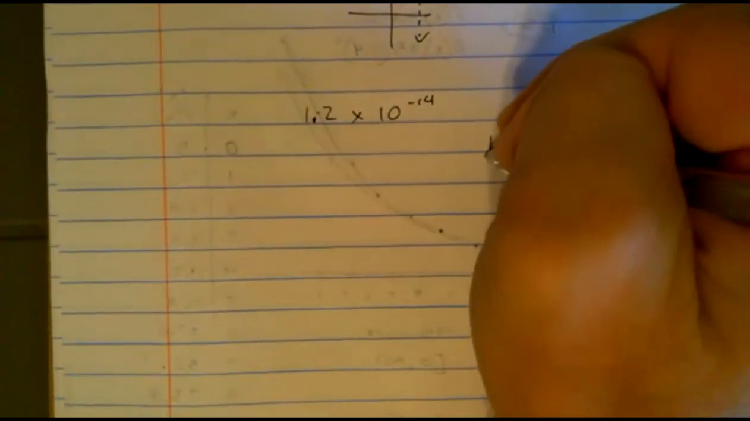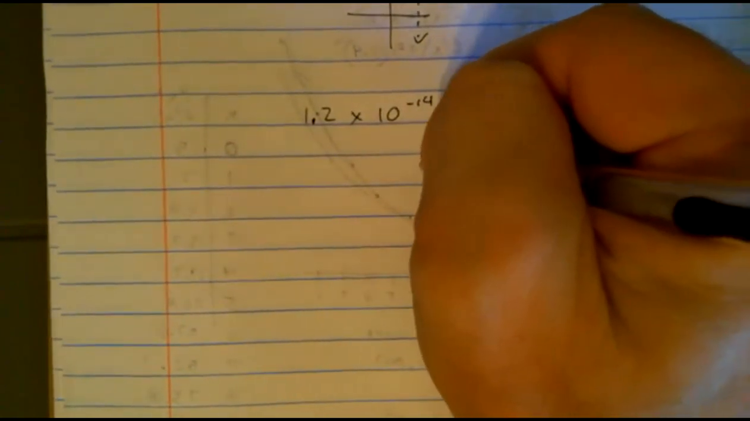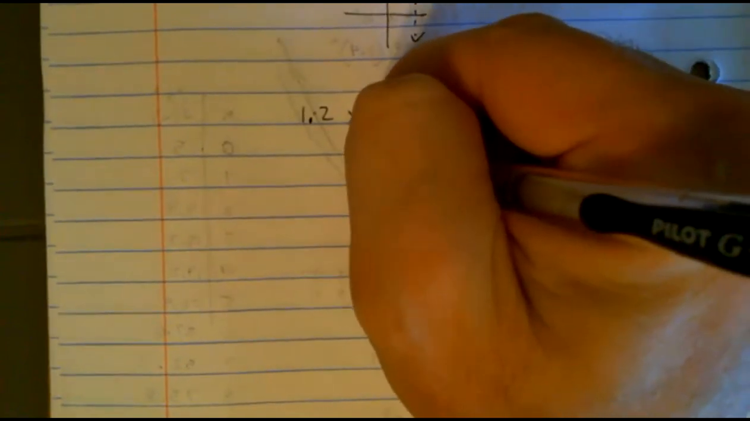So this number, right, is really 1.2, and we're going to go 1, 2, 3, 4, 5, 6, 7, 8, 9, 10, 11, 12, 13, 14, right? So there we go, right? There it is. All of these spaces get a 0.